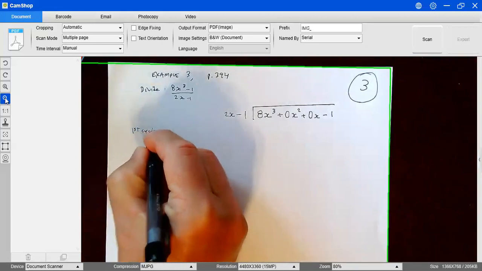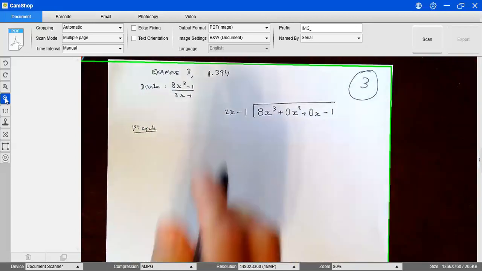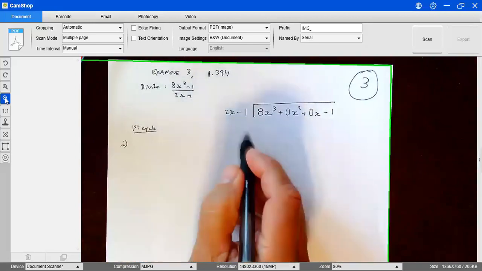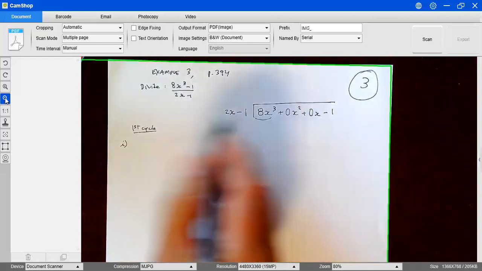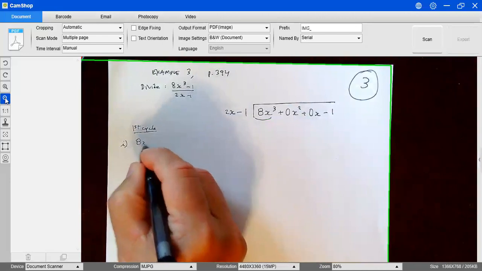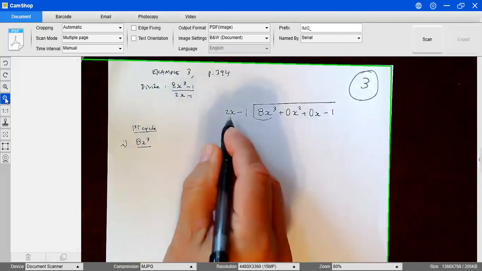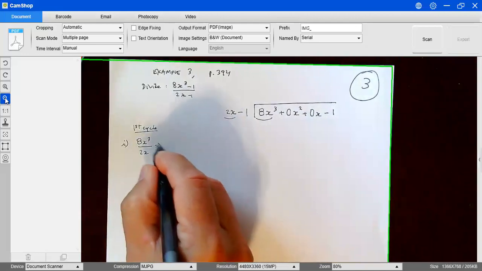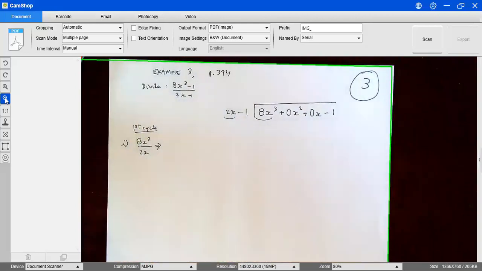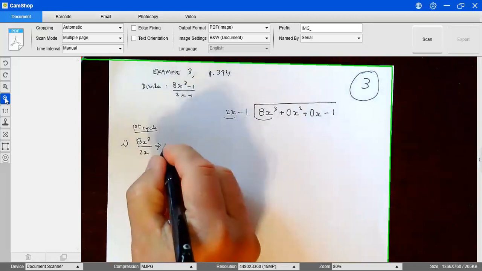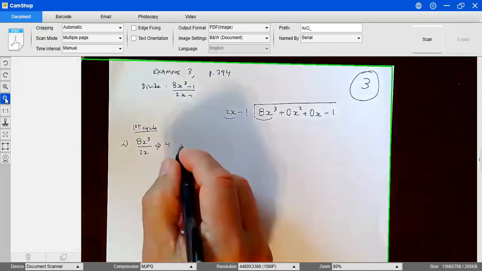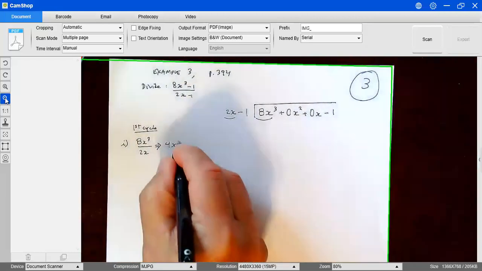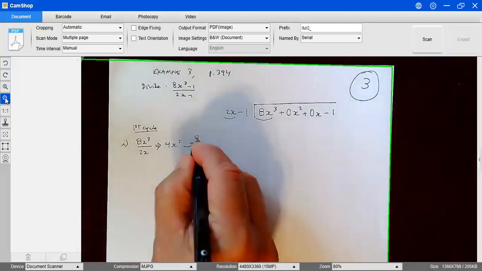And we're going to start right away with the first cycle. We're going to divide the leading term of the dividend, 8x cubed, over the leading term of the divisor, 2x. So we're going to get 8 divided by 2. We divide coefficients first. And x cubed divided by x is going to be x squared. And this goes to the quotient.